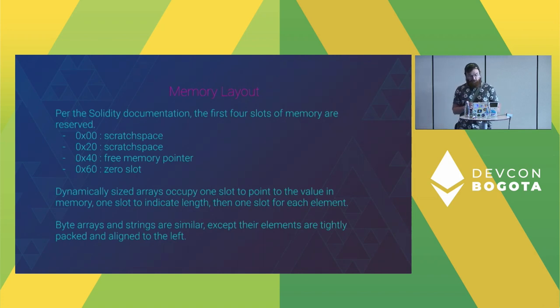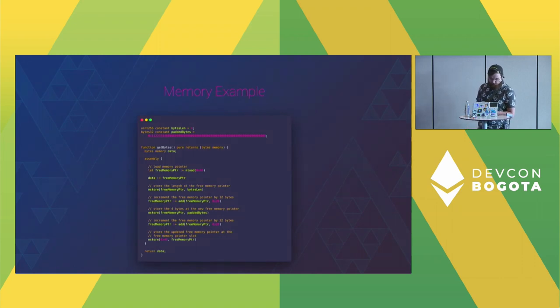Now, byte arrays and strings are similar, with the exception that their elements are tightly packed and aligned to the left. So for strings, you're basically using a single byte value to represent a character. So in this case, on the byte level, it is equivalent to byte arrays. We're going to pack those as tightly as possible.